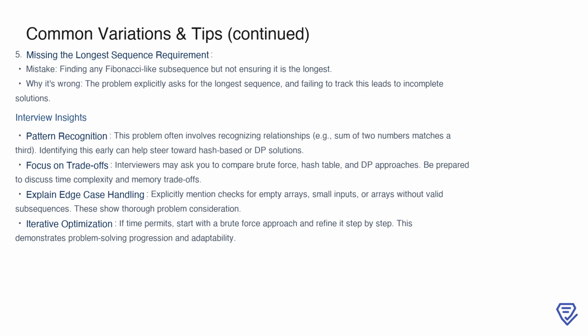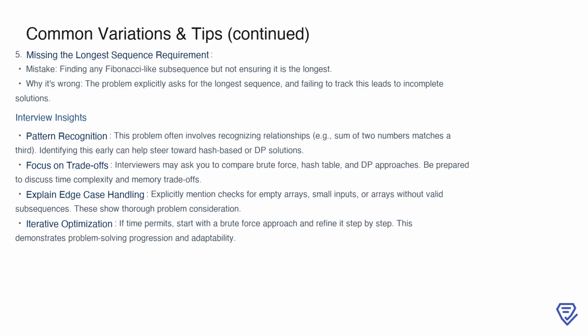Now, let's consider some interview insights. One key skill is recognizing patterns, such as identifying that the sum of two numbers should match a third. Spotting this relationship early can guide you toward efficient solutions using a hash table or dynamic programming. Additionally, interviewers may ask you to compare different approaches, like brute force versus hash-based methods or DP. Be prepared to discuss trade-offs in terms of time and space complexity.